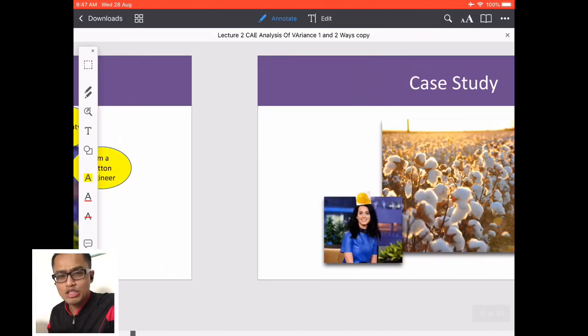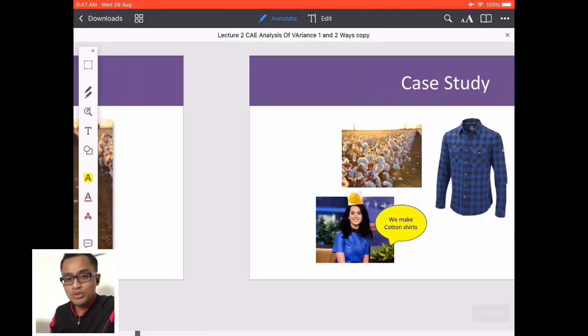Anyways, she's a cotton engineer. What she has is fields of cotton, miles and acres and acres, as you can see on the slides. What she does with this cotton is make shirts. These are two examples of plaid shirts that she used the cotton for. So here she says, we make cotton shirts, apparently.